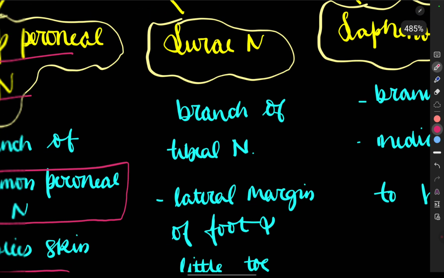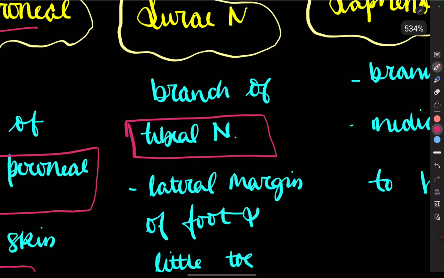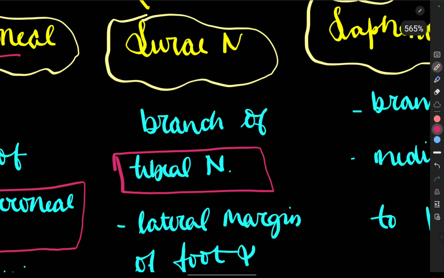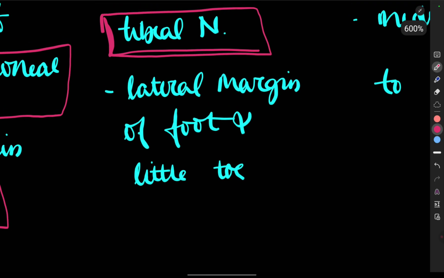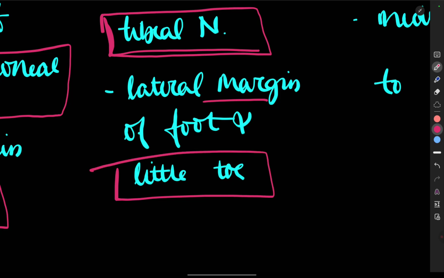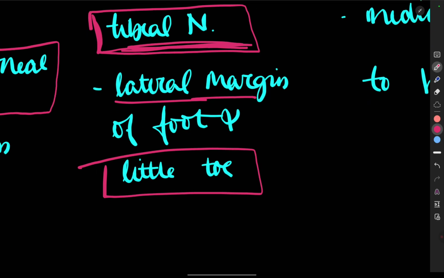Now the sural nerve is a branch of the tibial nerve. It supplies the lateral margin of the foot and the little toe. We all know that on the lateral side we have the little toe, and on the medial side we have the great toe. So the sural nerve, a branch of the tibial nerve, supplies the lateral margin of the foot and the little toe.